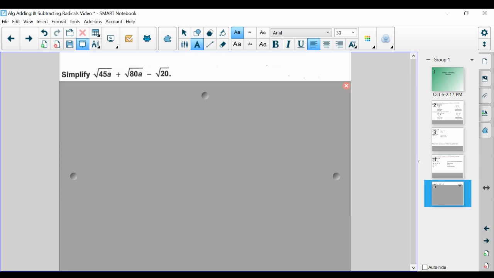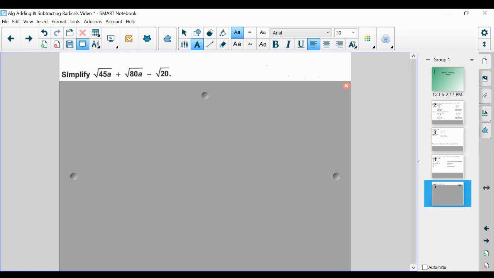What if we have something that looks like this? We have the square root of 45a plus the square root of 80a minus the square root of 20. I can automatically tell that we're not going to end up with one term if we're able to simplify. That's because two of these terms have a variable underneath the radical, and the third term does not. So even when we get down to a fully simplified form, it will not be one term. It will have to be two terms because we have terms that have a variable and terms that do not have a variable.